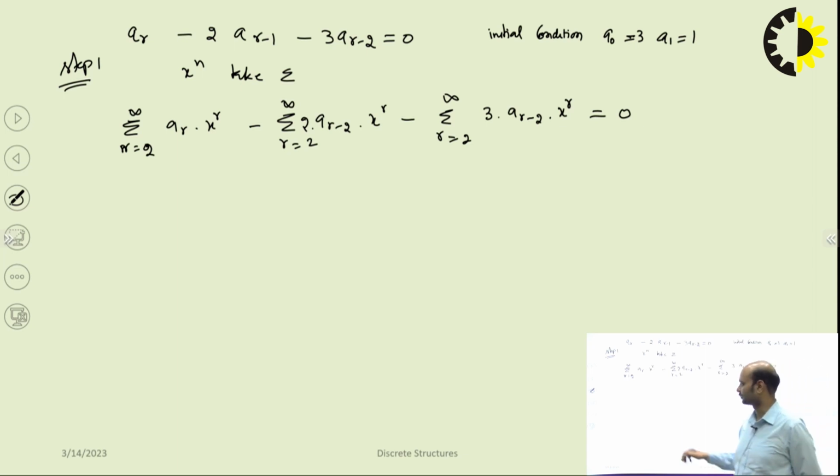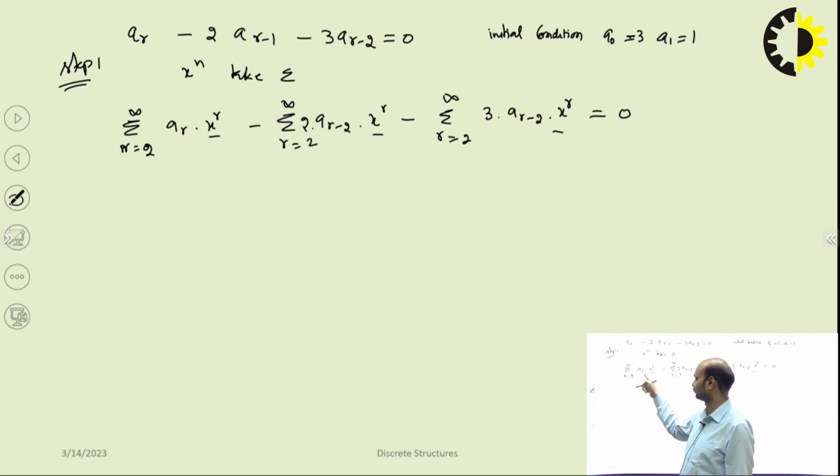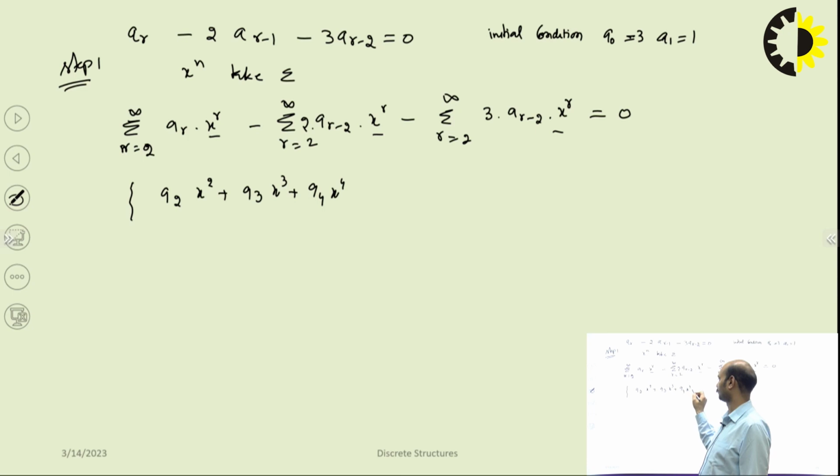Why do we take the initial value r equal to 2? Because the degree of this recurrence relation is 2. The difference between the highest and lowest index is 2 only. So we write the summation r equal to 2 to infinity, and we multiply this whole equation with x to the power r. So step 1 is clear. Then we expand all the terms: if we substitute r equal to 2 here, what will we get? Then a_2 x squared plus a_3 x cubed plus a_4 x to the power 4 and so on.